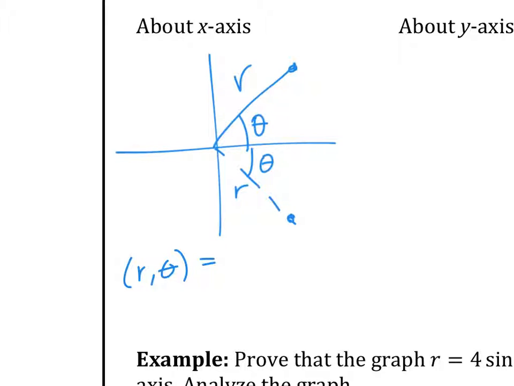Okay, how do I get to this point? Let's say that I have a positive r. How do I get to this bottom point from positive r? Minus theta. Reflected. Okay, so minus theta, right? So r comma minus theta.